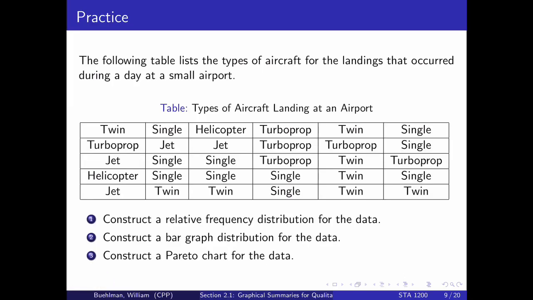So this is going to be a practice for you guys. This is aircraft landings that occurred at a small airport. So you notice you have twin, single, helicopter, turboprop, jet. So these are all the types of engines that these aircraft have. So what I want you to do is construct a relative frequency distribution for the data, construct a bar graph distribution for the data, and create a Pareto chart. So the answers will begin in 3, 2, 1, now.